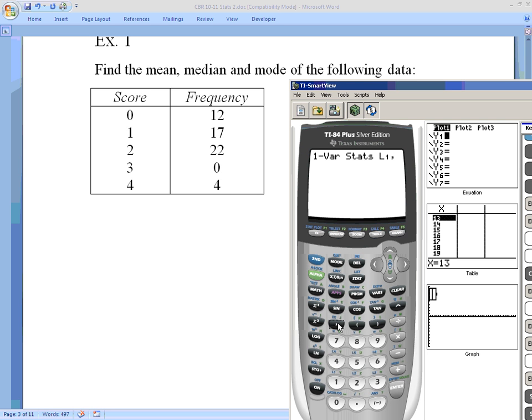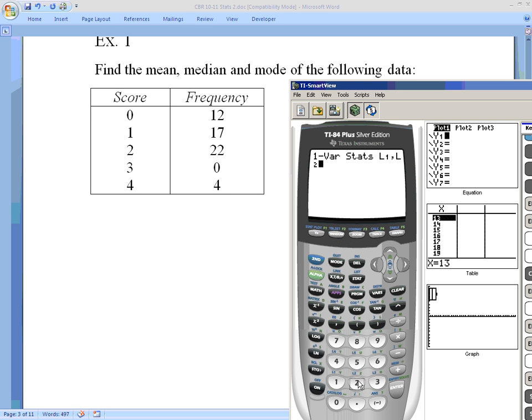If you tell the calculator about a second list on one variable stats, it knows that it can't be more data because you already told it it's only one variable. So it will know that my second list is my frequency list. So I press second and then the number 2. So one variable stats, L1, comma L2.